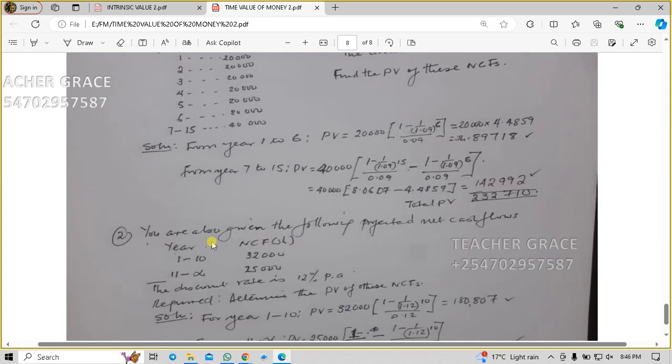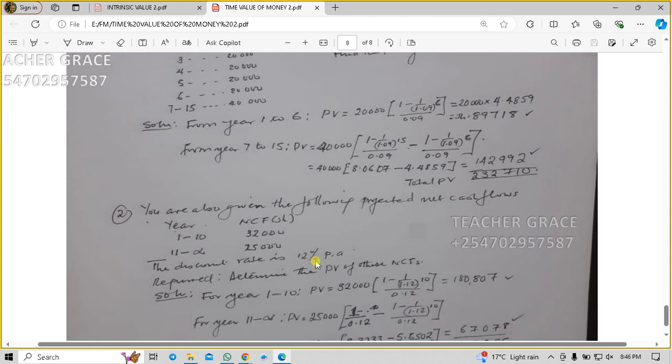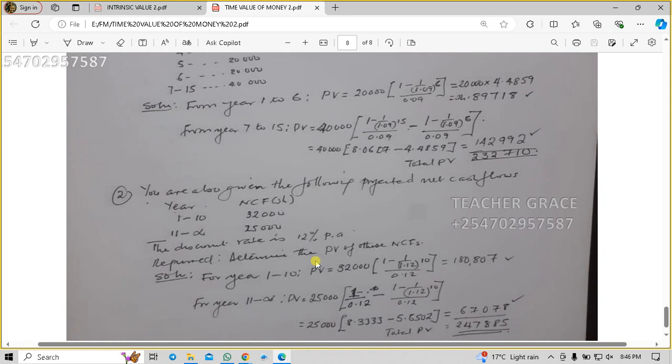Then part 2, you're also given the following projected net cash flow. We have year 1 to 10 and then 11 to infinity, and you're supposed to use 12% per annum. So determine the present value. Year 1 to 10, we use 32,000, 1 minus 1 over 1.12. So this is 1 plus 12% is to power 10 over 0.12. That is our step 1.